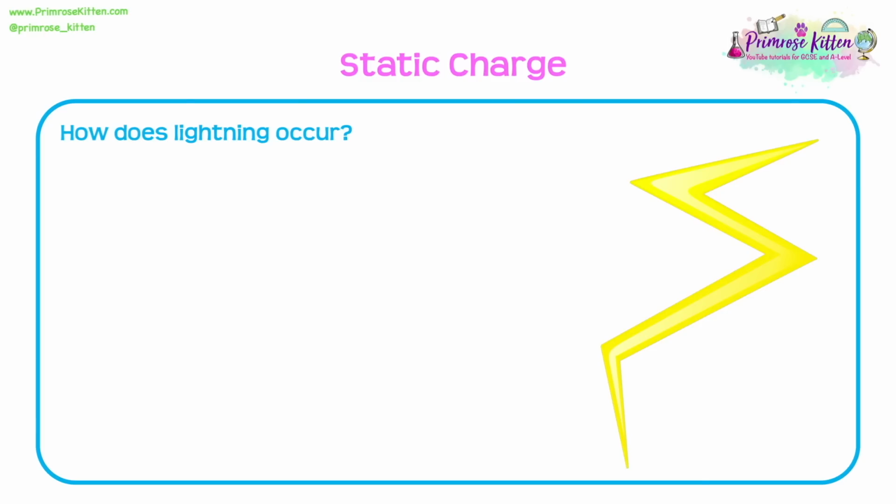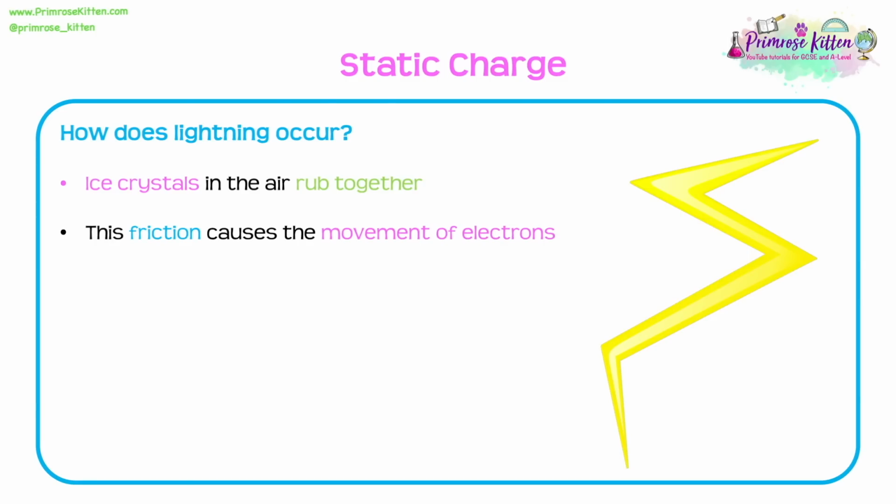Now, we need to know what causes lightning to occur. We need to know that little ice crystals in the air are going to rub together. As they bump together, there's that force of friction, which is going to cause the movement of electrons from one ice crystal to another. Now, this causes a build-up of charge in the cloud.